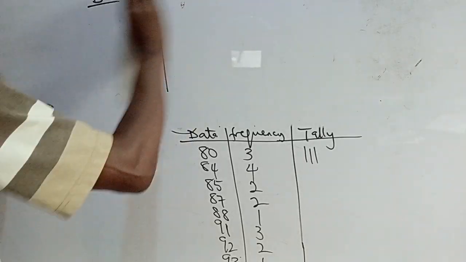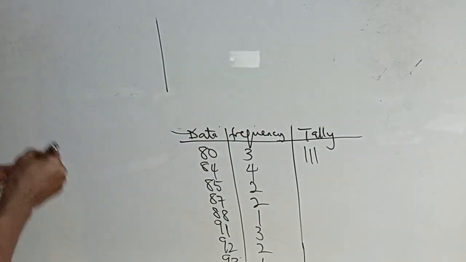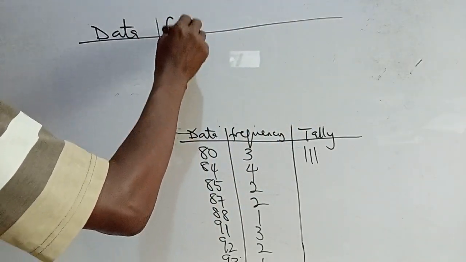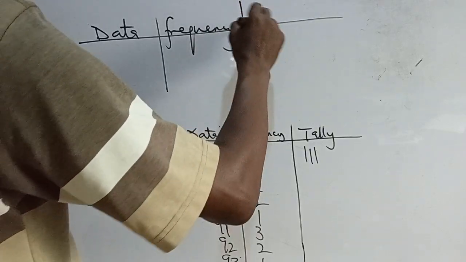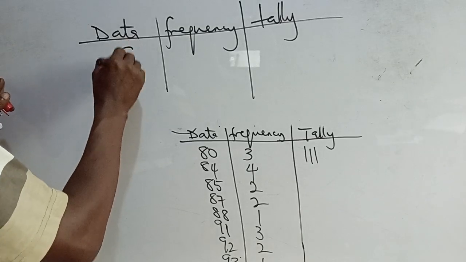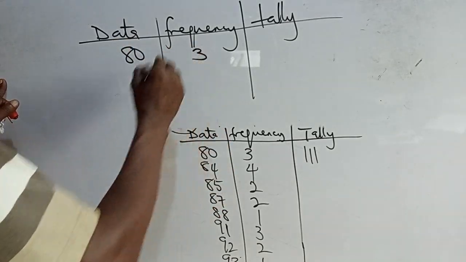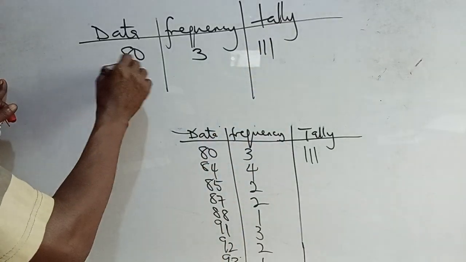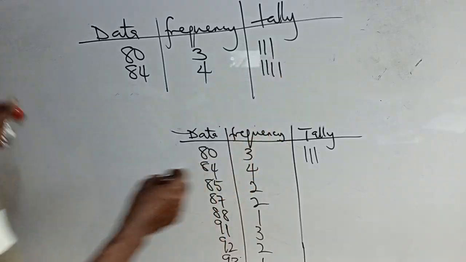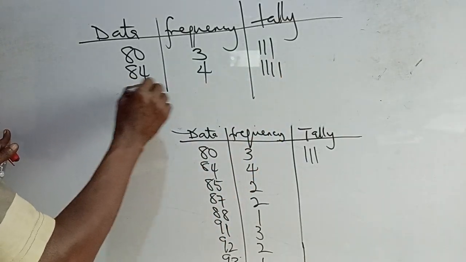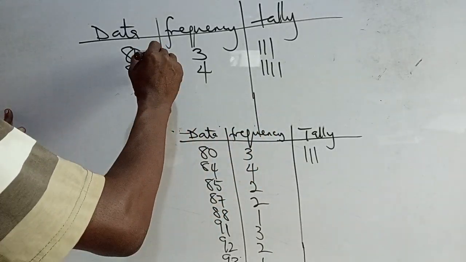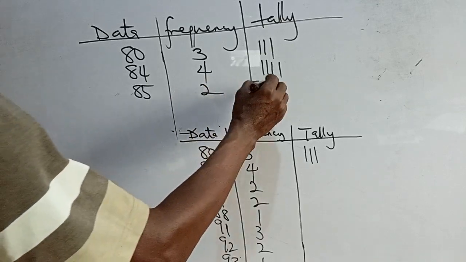Okay, let's write it clearly. Data, frequency, and tally. This is the tally. So let's start. 80, we have 3: 1, 2, 3. 84, we have 4: 1, 2, 3, 4. 85. We have to manage this so that we do not run into trouble because of our space. 85, we have 2: 1, 2.